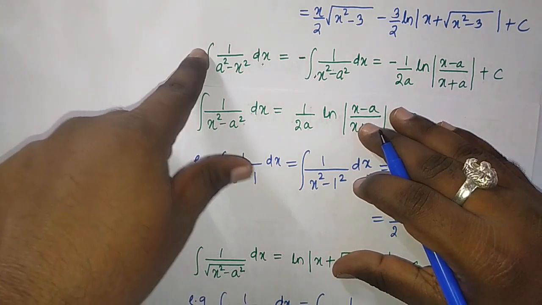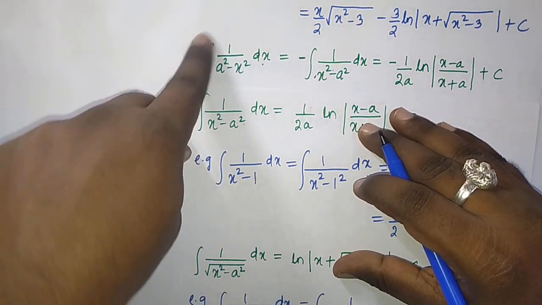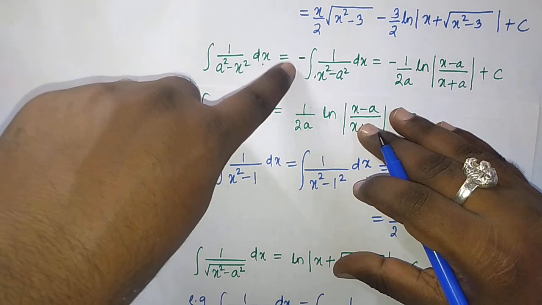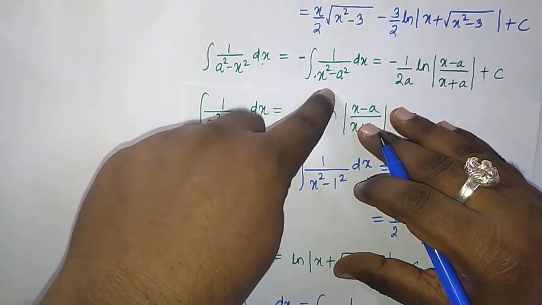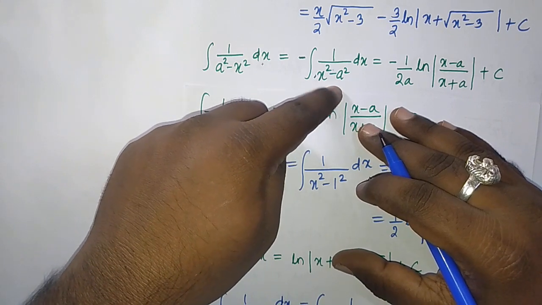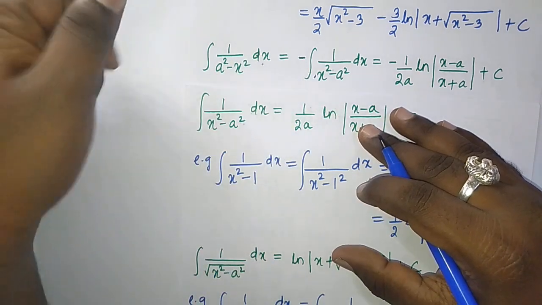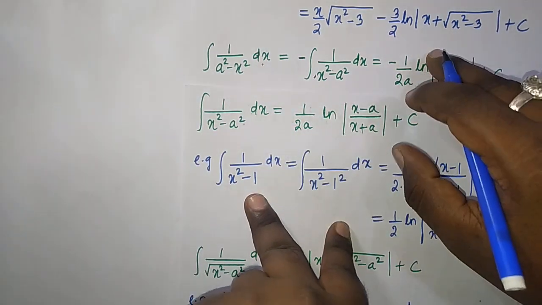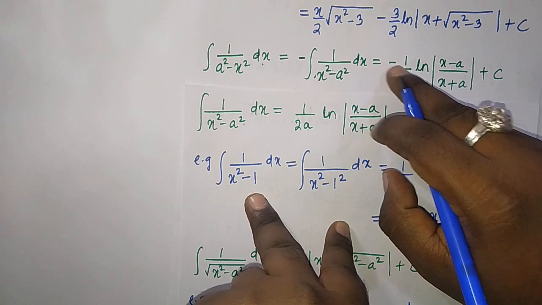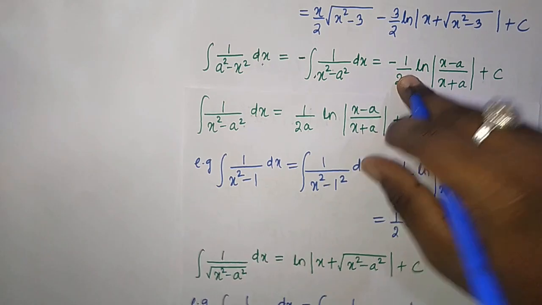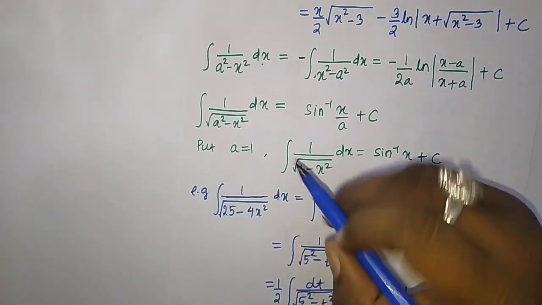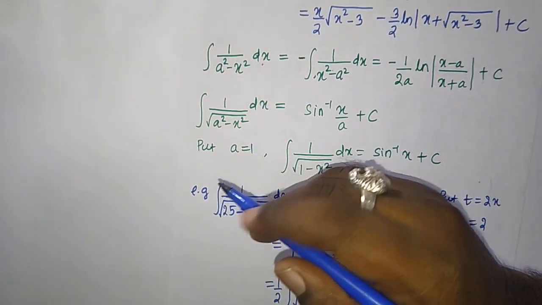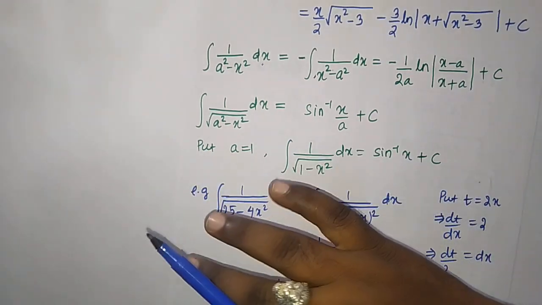So when you get this type of form, a square minus x square, first take minus as common, then after taking minus common you will get 1 by x square minus a square. After getting this term, you can use this formula. I have directly written this formula only with a minus symbol. So you can solve examples on this formula very easily when you get this type of form, like the previous form.